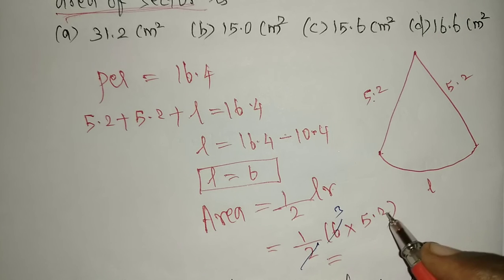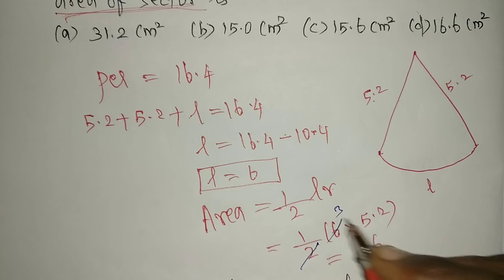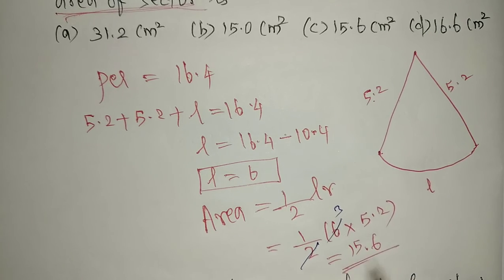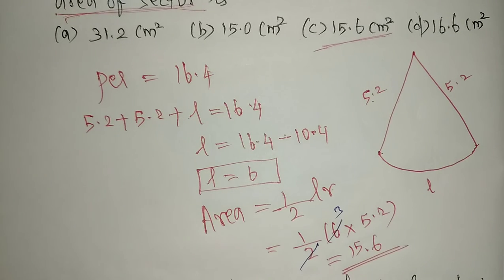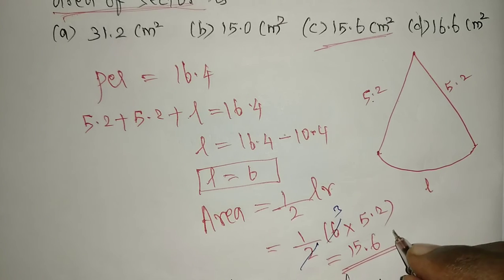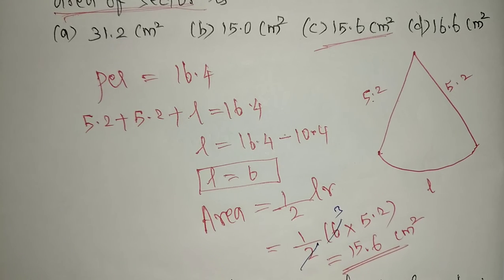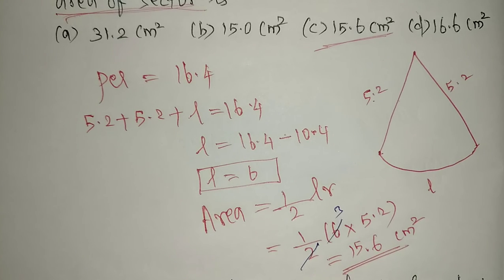So 3 2s are 6, 3 5s are 15. So 15.6. Where do we have this? Option number C. So that is our required answer. This is area, so they have given centimeter square. Okay. Now we'll go for the last question.